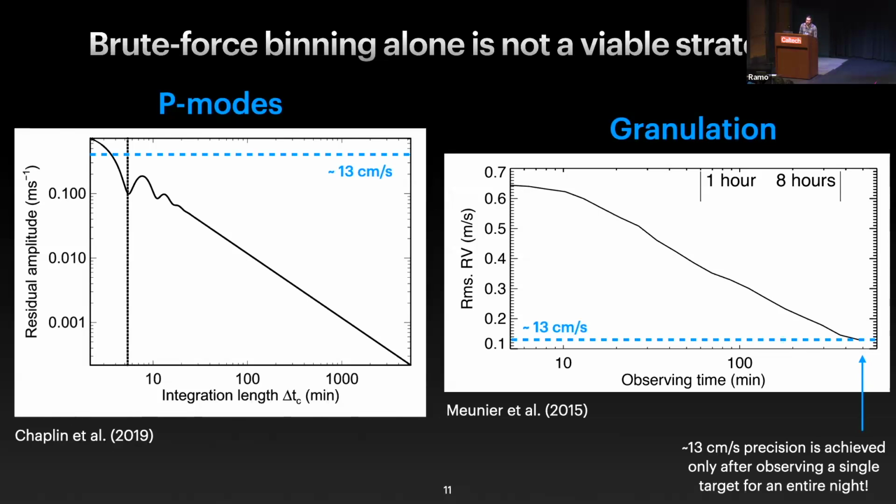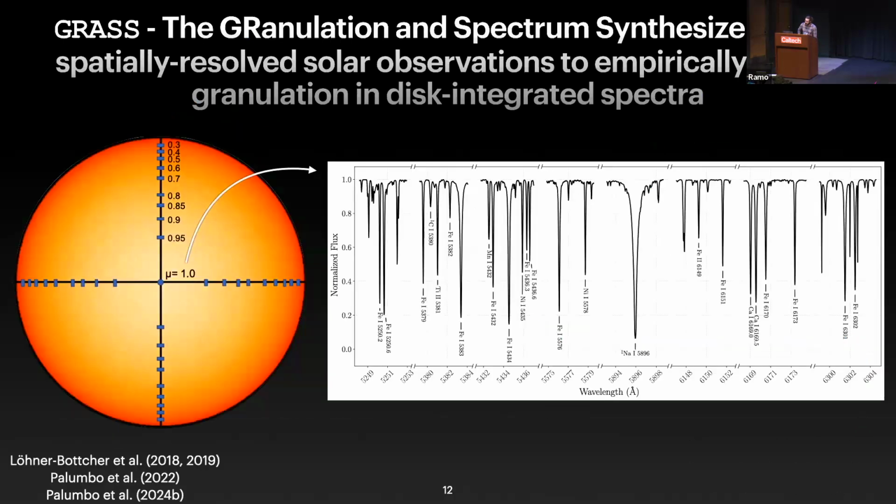We need to be devising granulation strategies that don't rely on brute force binning. One way to develop this is to look at the sun and study granulation in the sun and devise methods where we know the ground truth radial velocity of the sun and devise methods that can cope with deviations in its apparent velocity.